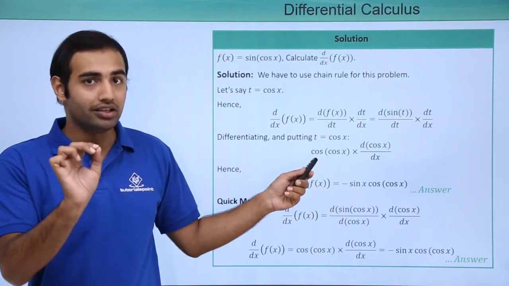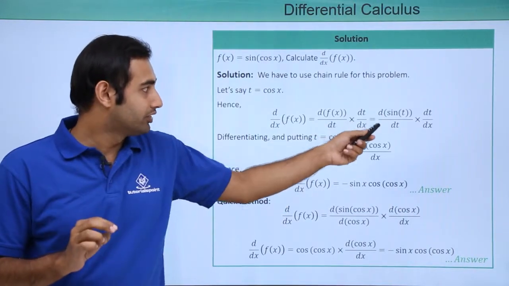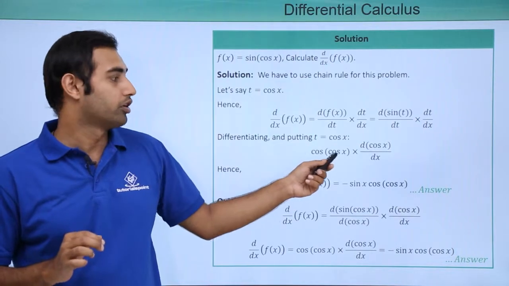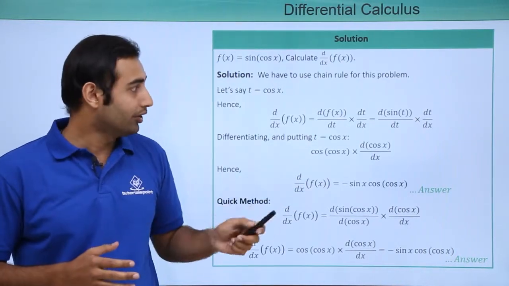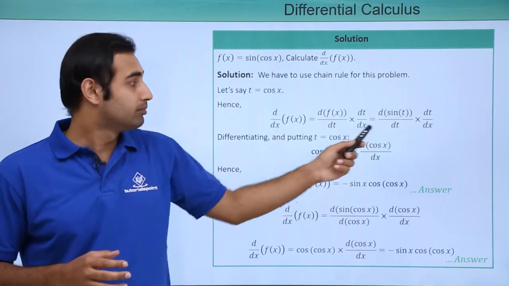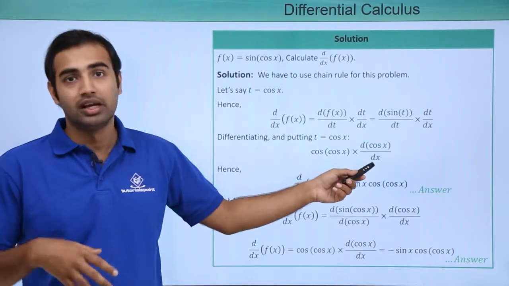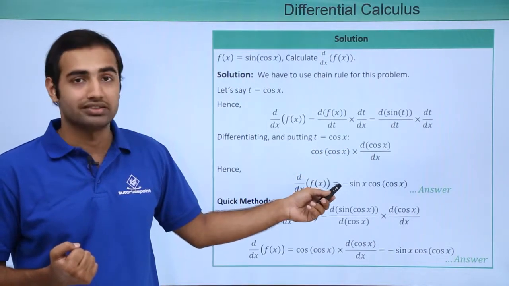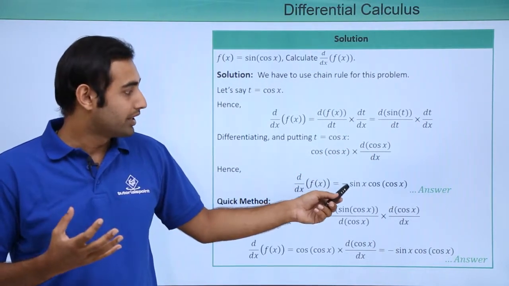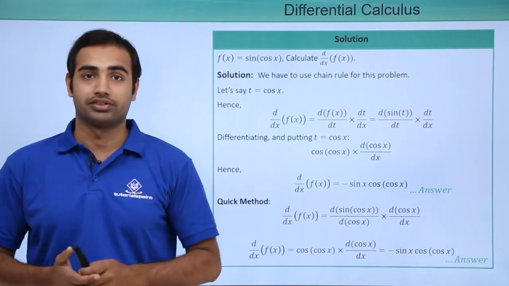Now what is the value of t? Cos x. So the result of this first derivative comes out to be cos of cos x, where this cos x is in the argument of the first cos. Now the value of dt by dx can simply be written as d of cos x by dx, because our t was simply cos x, and the derivative of this comes out to be minus sin x. So the final answer becomes minus sin x into cos of cos x.